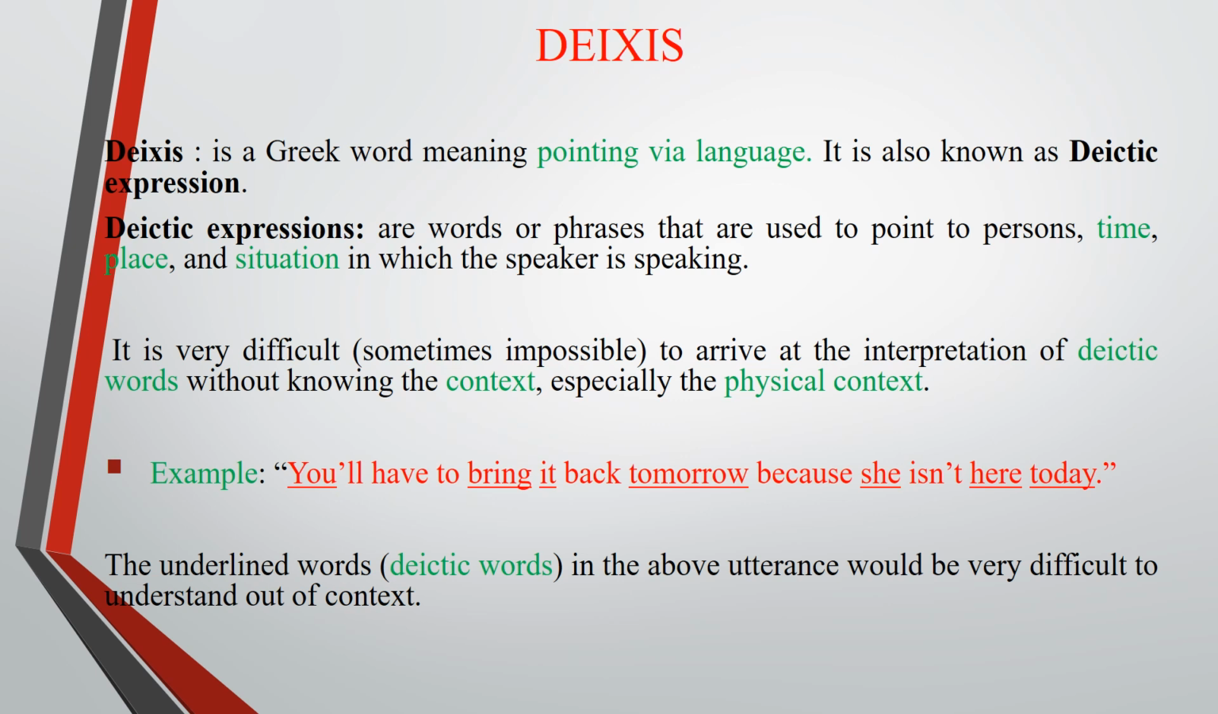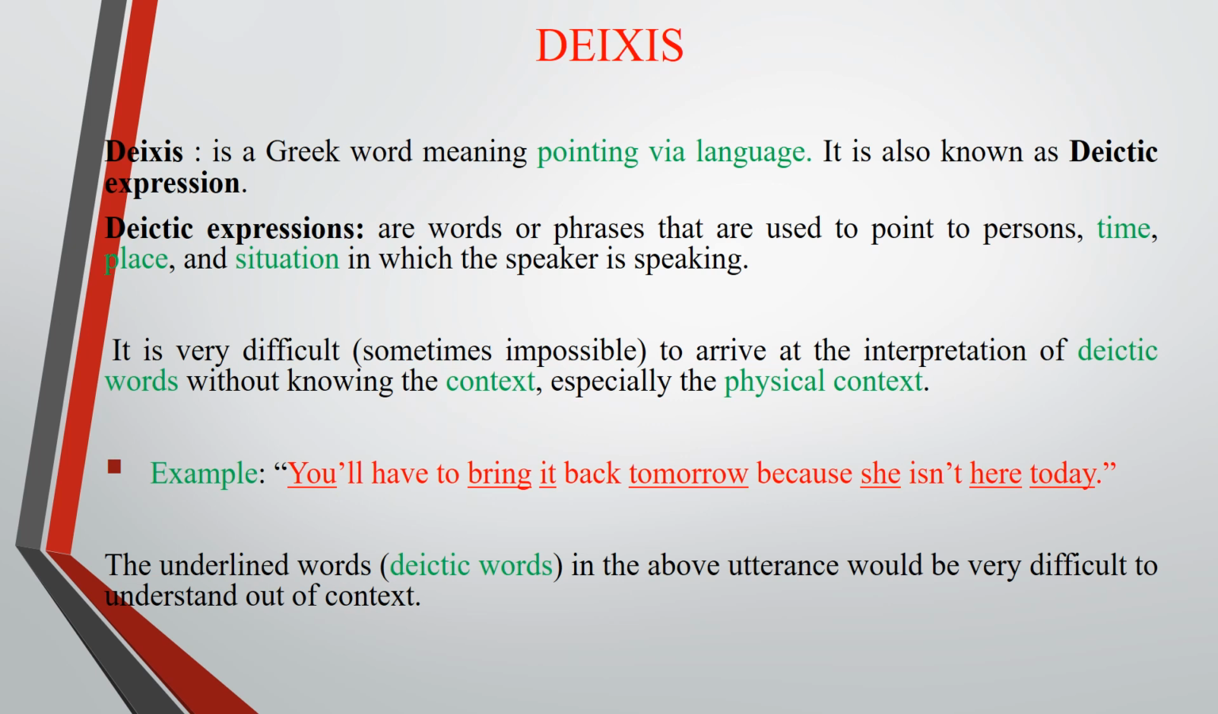One of the important topics in pragmatics is deixis. And deixis is a Greek word meaning pointing via language. We point to things, to time, to places by using language. It is also known as deictic expressions.